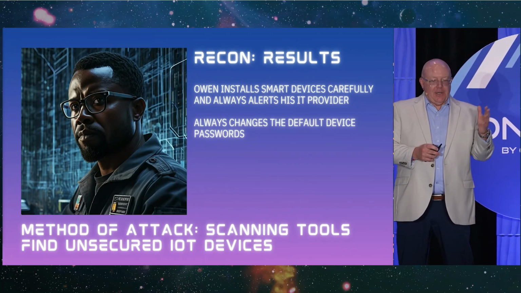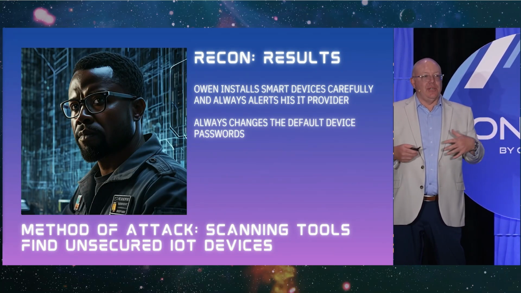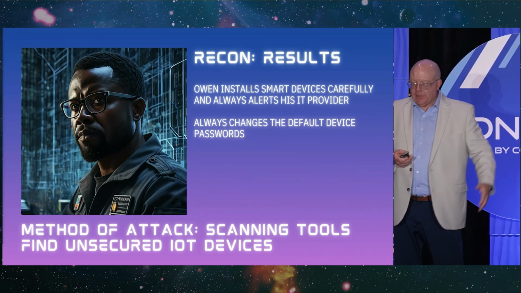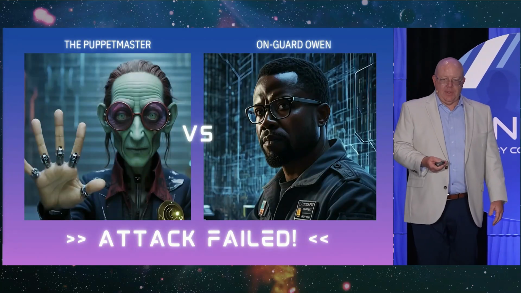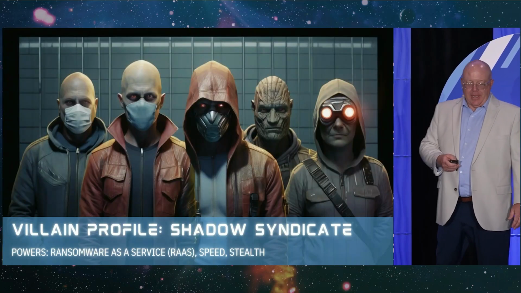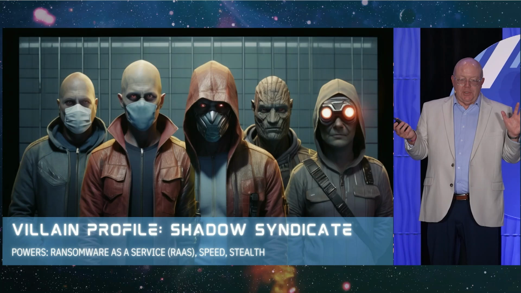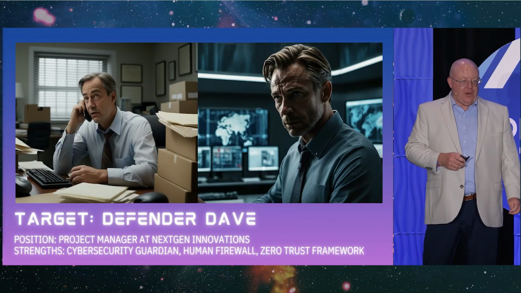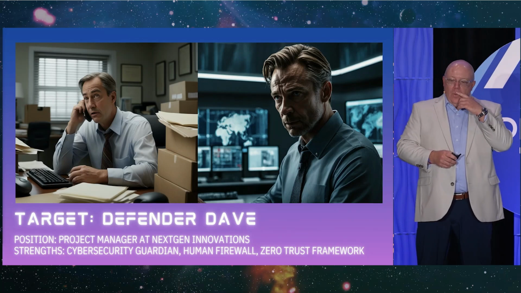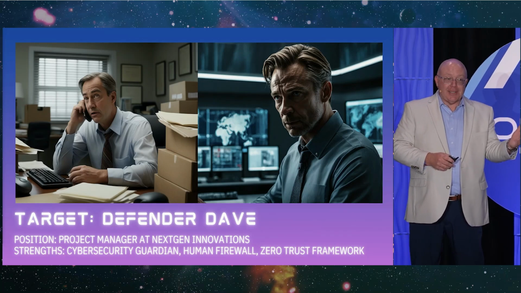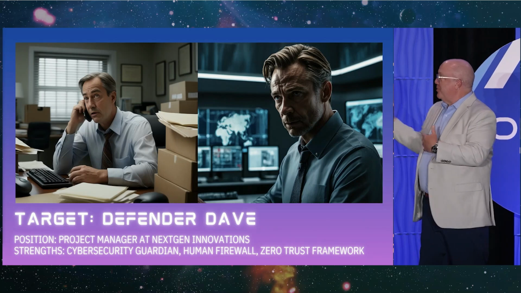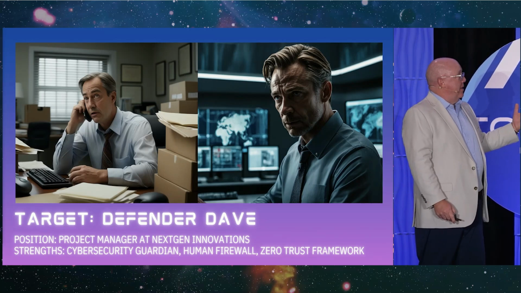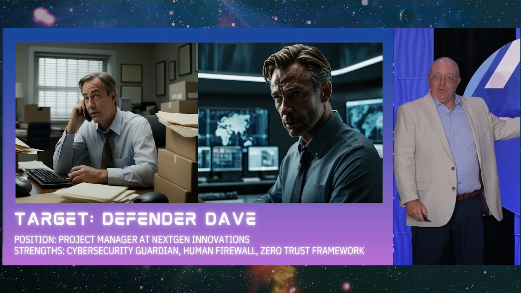The method of attack here, the scanning tools, they're just not going to find anything because he's got them all secure now. Give Owen a hand. He did a great job. Attack failed. Okay, this was the big ransomware attack, the Shadows Syndicate. And if you remember, the target there was Dave, distracted Dave. He's been transformed into Defender Dave, and he's much better looking as a result. You can see that.